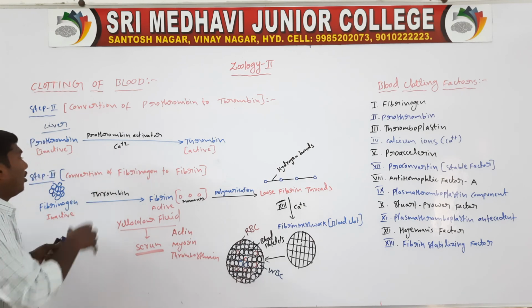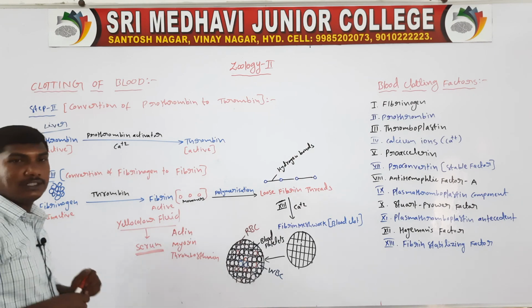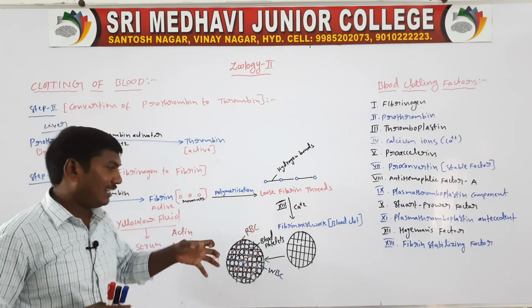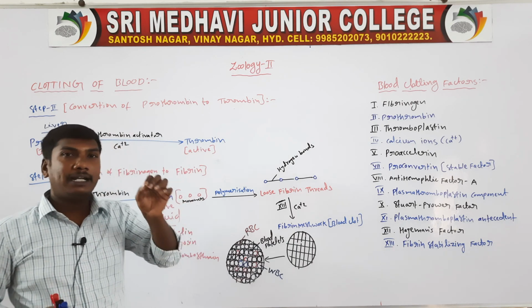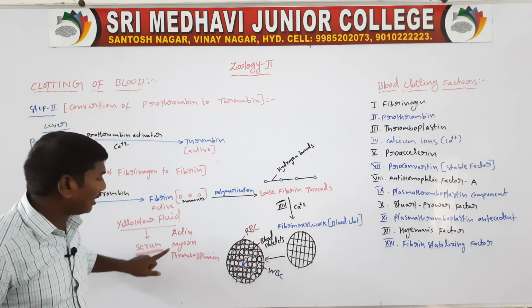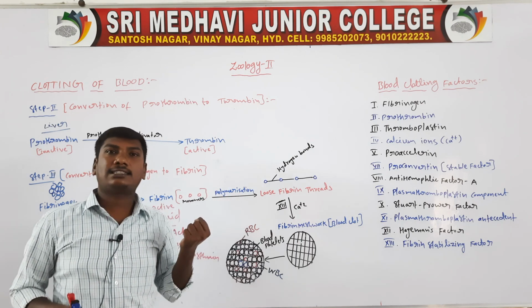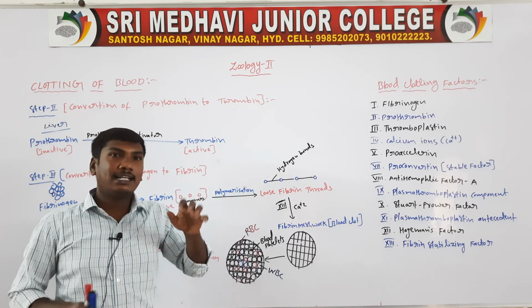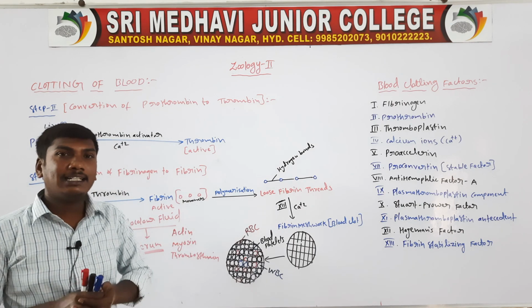These are the steps of the blood clotting mechanism. Step 3 is the conversion of fibrinogen to fibrin. Finally, the blood clot retracts with the help of blood platelets containing actin, myosin and thrombocytinin. These three help clot retraction, which releases the yellow colored fluid called serum.